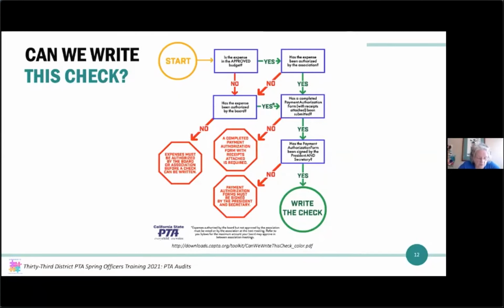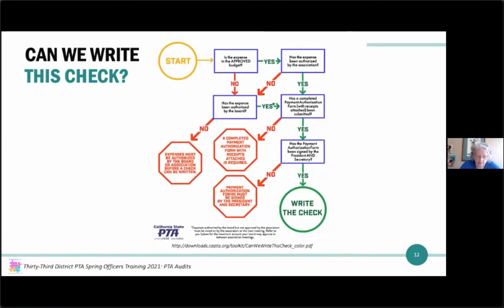So the first box asks, has the expense been approved in the budget? You will require a budget from the treasurer in order to review the budget to see that it's approved in the minutes and that this is a particular approved activity within the approved budget. If it is, let's go through all the yeses first, and then we'll go through the nos.